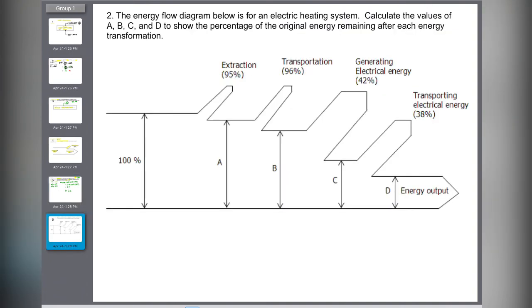Okay, last one. Woo, super humongous picture. The energy flow diagram is for an electrical heating system. Calculate the values of A, B, C, and D, and show the percentage of the original energy remaining after each energy transformation. So the first one tells you that you started off with 100 and you only extract 95% of it.